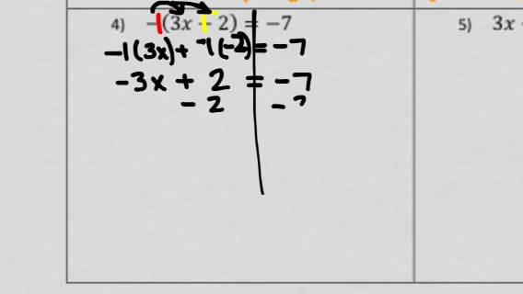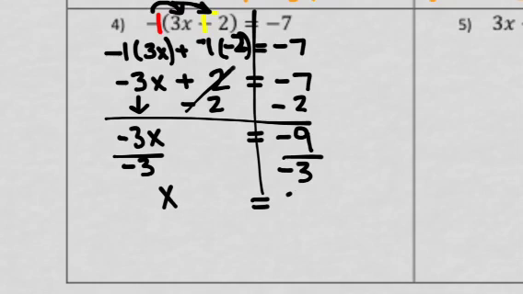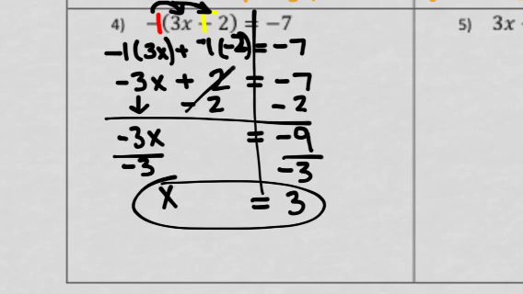Subtract 2 from each side. That drops down to be negative 3x. These cancel to be 0. And negative 7 plus negative 2 is negative 9. Divide both sides by negative 3 to get the variable by itself. So I'm left with 1x is equal to a positive 3. I'm going to leave the check for you to do on your own.